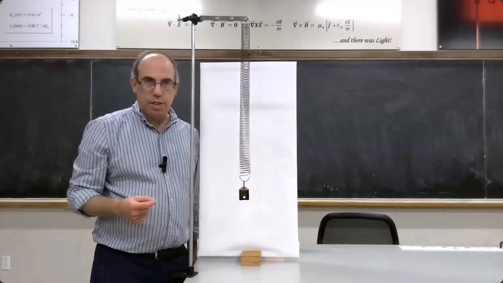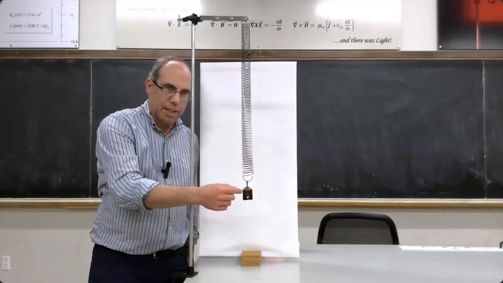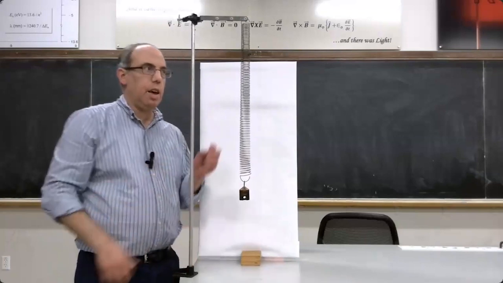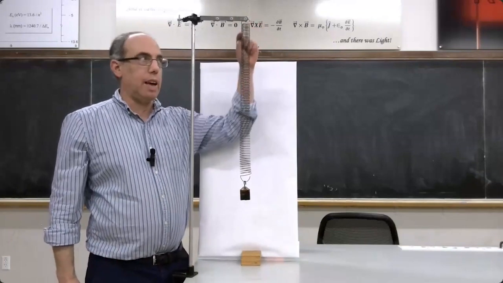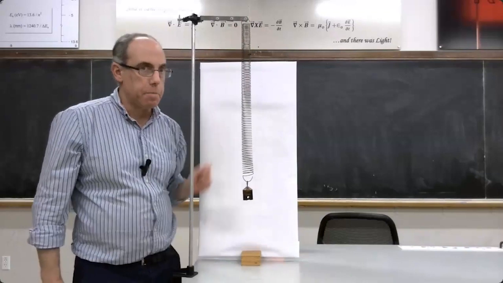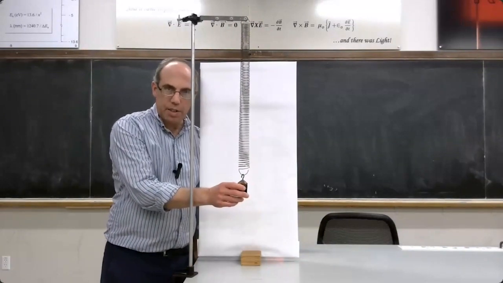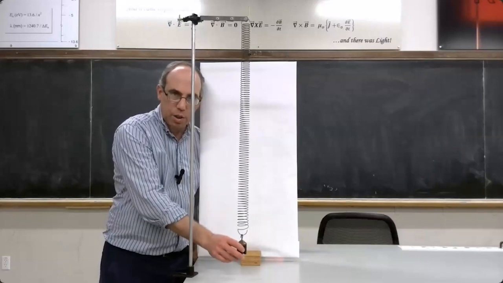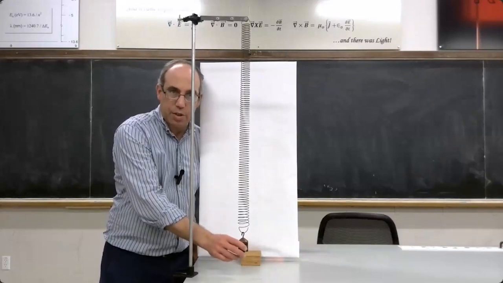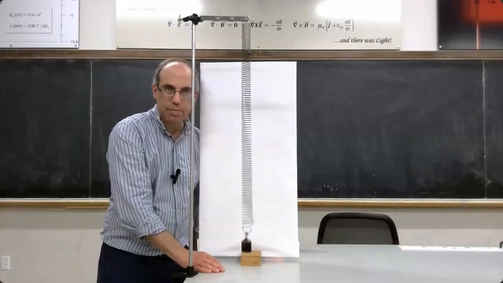For the first example of motion, I have a mass hanging from a spring, and the spring is supported at a fixed point up here. I'm going to pull down on the mass, and then you can just watch what the mass and spring do together after I release.